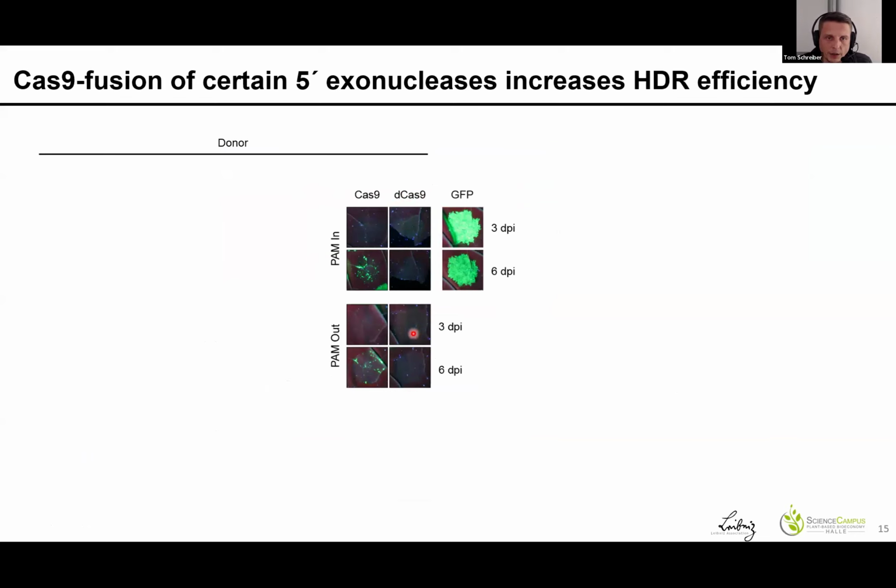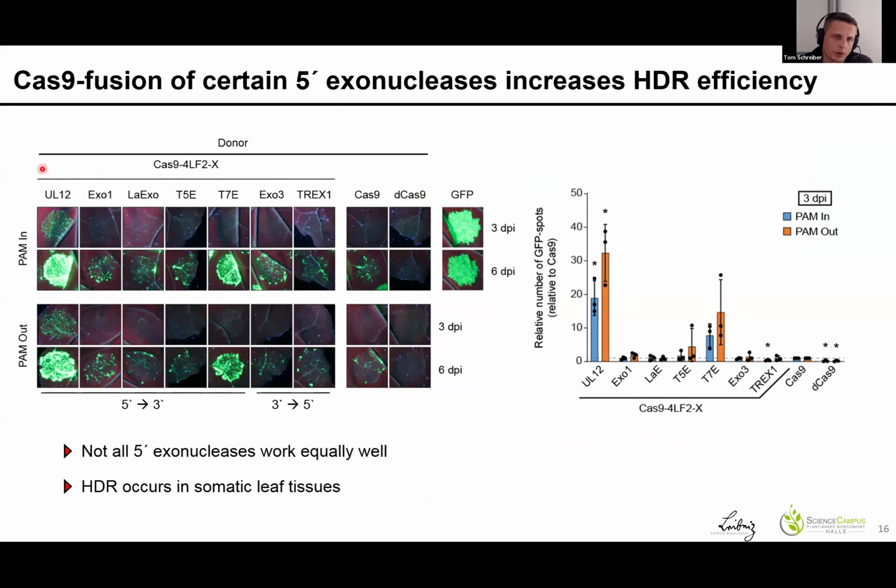And with Cas9, we see after 3 days, it's barely maybe a single spot, but after 6 days, we can see a few spots here. Now compare this to our exonuclease fused Cas9 variants. Among the candidates, we have a few that lead to a massive increase of gene targeting. And you see it quite nicely after 3 days here.